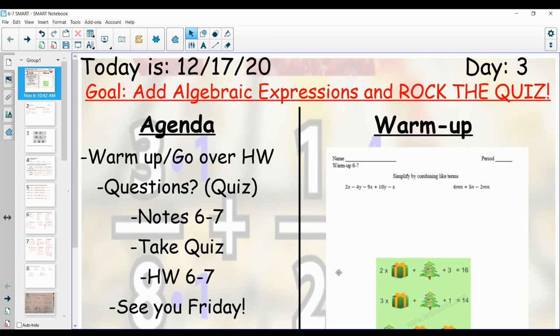You have one notes today, and you have your quiz. I'm going to go over your warm-up, your homework, your quiz prep. It does say questions for the quiz, so if you are struggling and you want to send me an email, I should be available. I decided to just go over every single question on the quiz prep just to show you.